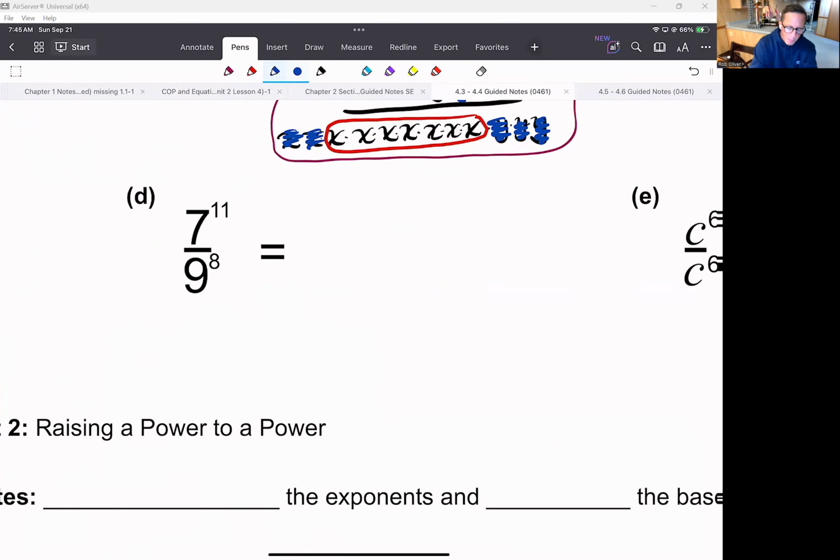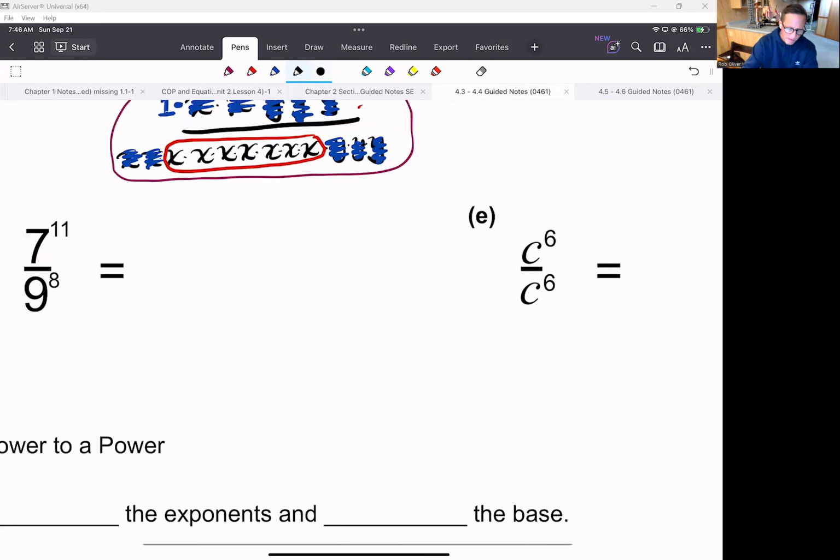Okay, right here, we have 11 and we have 8. So we should subtract those, right? 11 minus 8 is 3. But you should probably be saying, hold on there, which is true. What am I doing wrong? Hopefully you're seeing this. Well, we don't have like bases, do we? This is a 7, obviously. This is a 9. We can't do any subtracting of powers. So we just have to leave it as it is. That's it. It's going to stay as 7 to the 11th power over 9 to the 8th power.